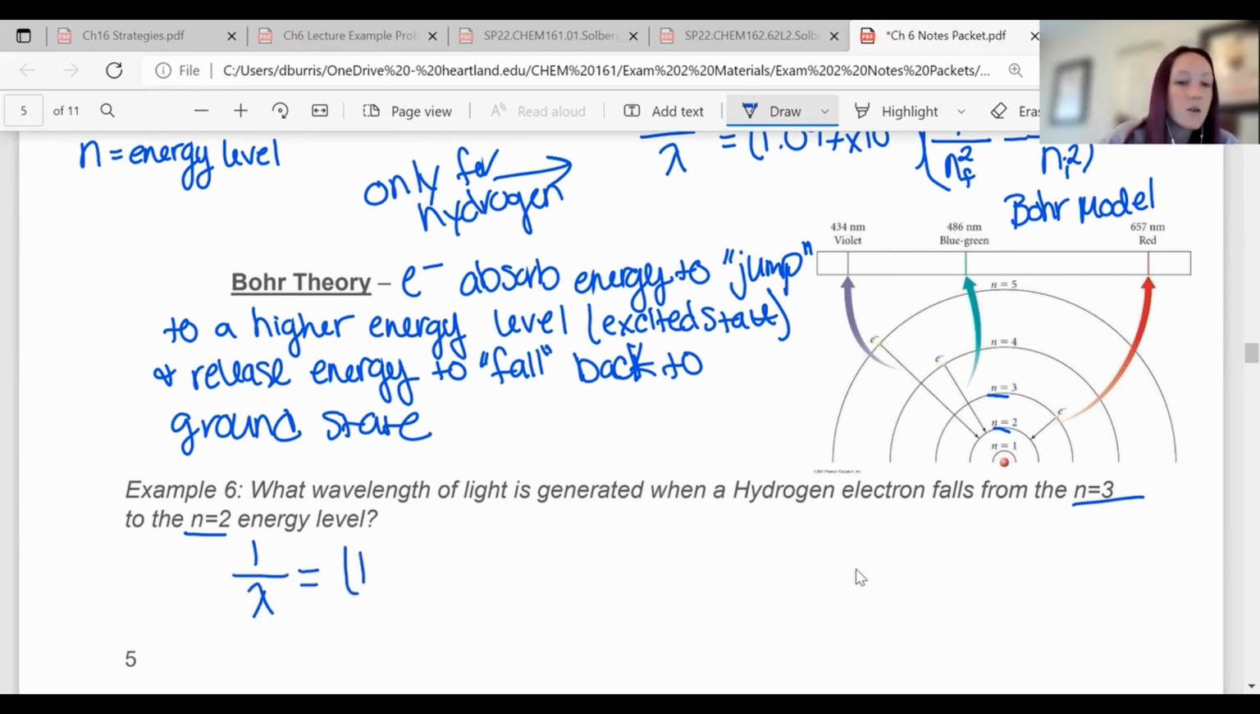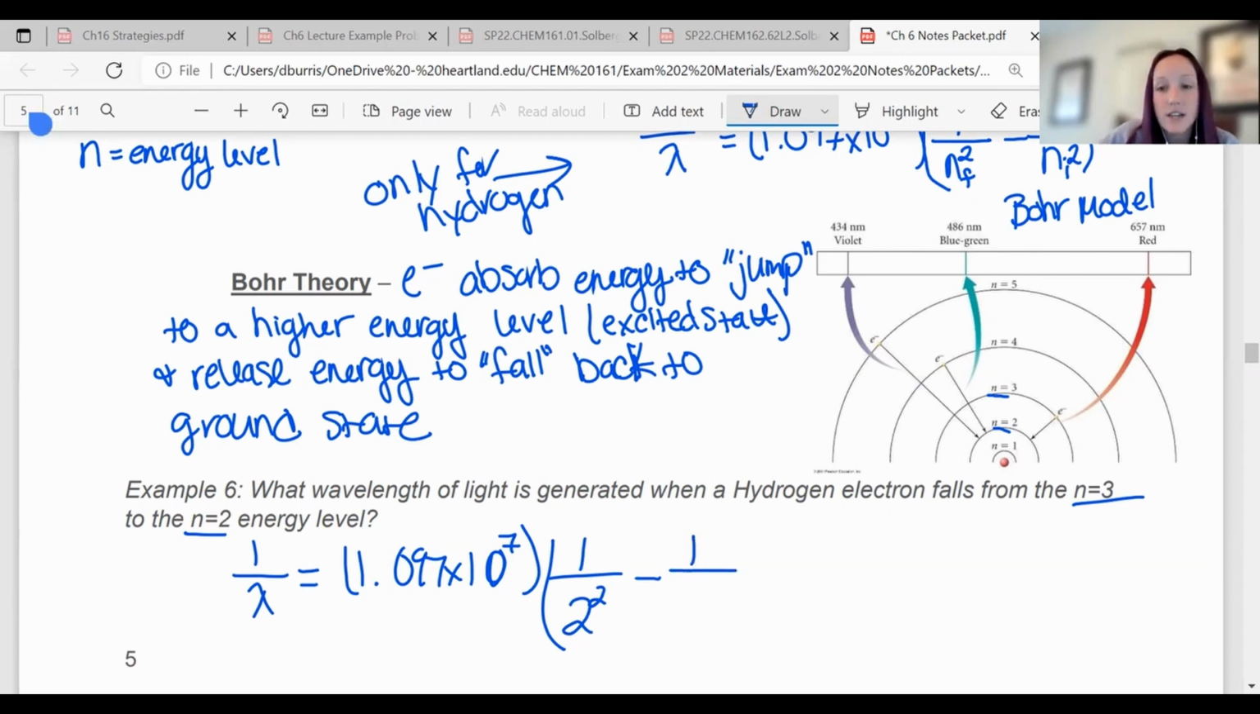1 over wavelength equals, oh no, sorry, I missed some numbers there, 1.097 times 10 to the 7th, times 1 over NF squared. That's where it ends up, its final energy level. So if I'm going from 3 to 2, that means 2 goes here, squared, minus 1 over NI squared. That's where it started. It started at n equals 3, so that's 3 squared. And that's it.